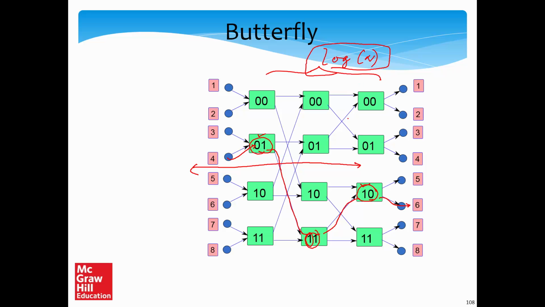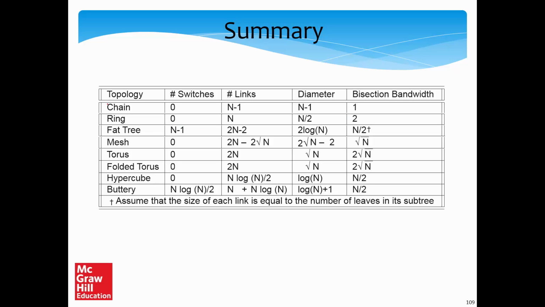So let me now summarize all the networks that we have seen. We have looked at different kinds of topologies other than the bus, of course, but I'm not including the bus because it is not really an on-chip network. The bus is not a network in the traditional network sense, so that's the reason it's not included.